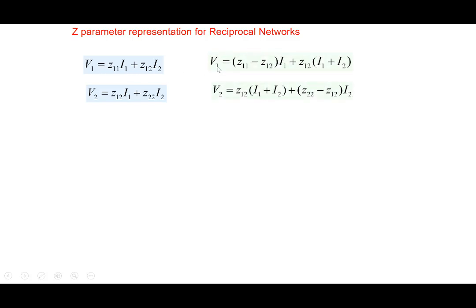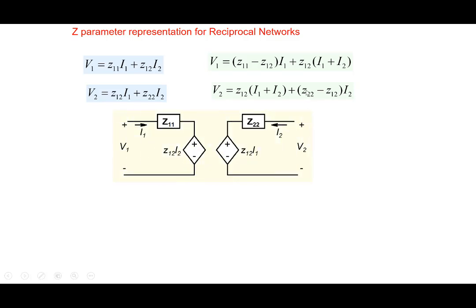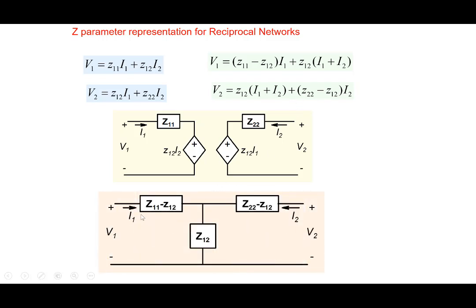So note that I can write this V1 as (Z11 minus Z12) I1 plus Z12 (I1 plus I2). And similarly, we can write it in this particular form. And the reason why we are doing it is that this is the conventional Z parameter representation of a two-port network. But if we look at these two equations here, we can represent it in this format here. Z11 minus Z12 is this element here, and Z12 times (I1 plus I2) here. So we put Z12 here, I1 comes from here, I2 comes from here. And similarly, V2 is Z22 minus Z12 here.